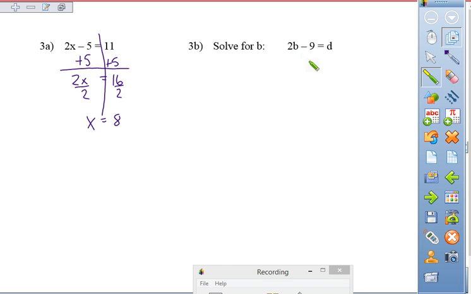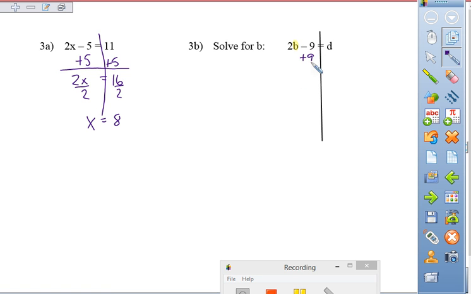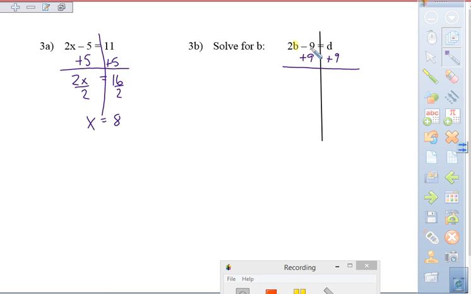Part B, the literal equation. We want to get b by itself, so we need to get rid of the minus 9. So the opposite of subtracting 9 is to add 9. When I do that, this cancels, and I'm left with 2b on the left. On the right, we have d and 9. They are not like terms. D is a variable, 9 is a constant, so I have to write them separately. So I get d plus 9.